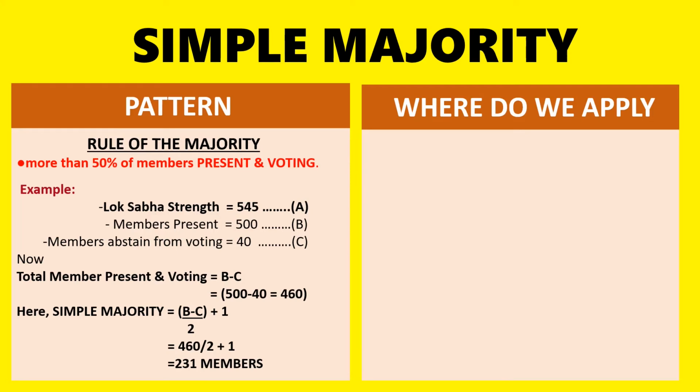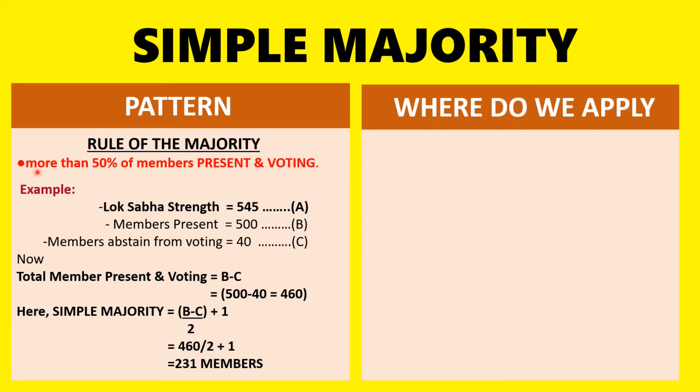Say the Lok Sabha strength is 545, the members present are 500, and the members abstaining from voting are 40. So the members present and voting would be 500 minus 40, that is 460. As per the rule for simple majority, it means more than half of the members present and voting. Half of 460 is 460 divided by 2, that is 230.